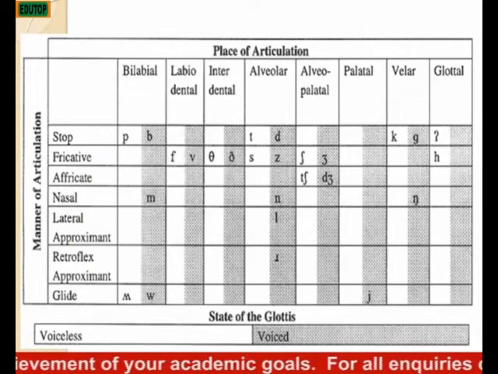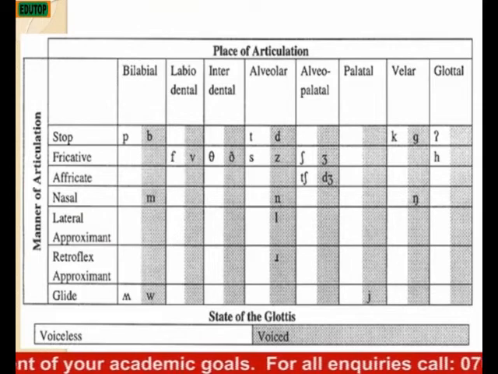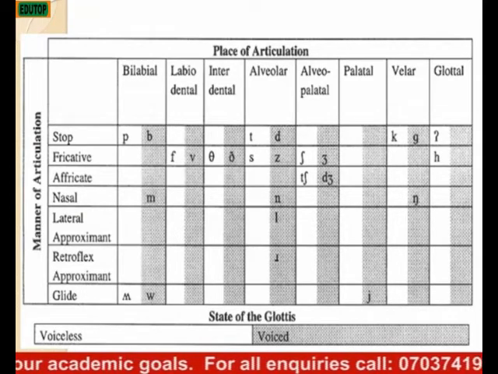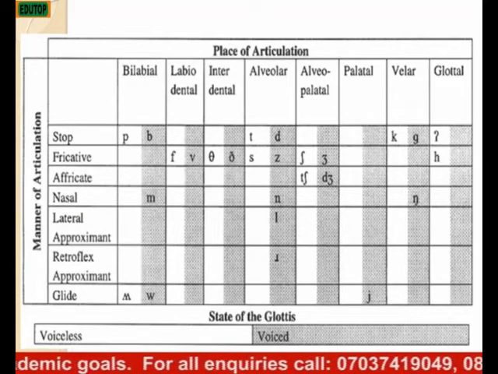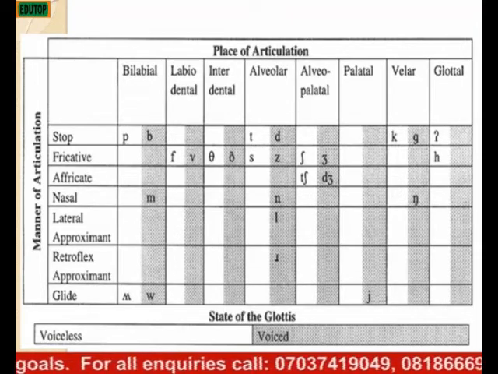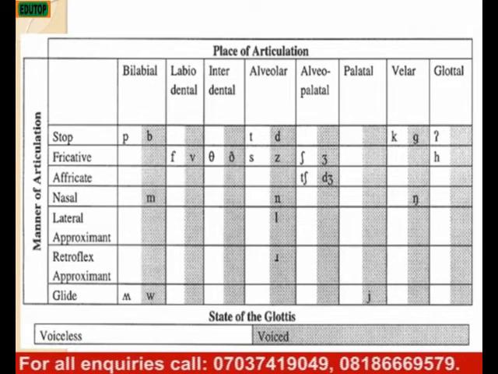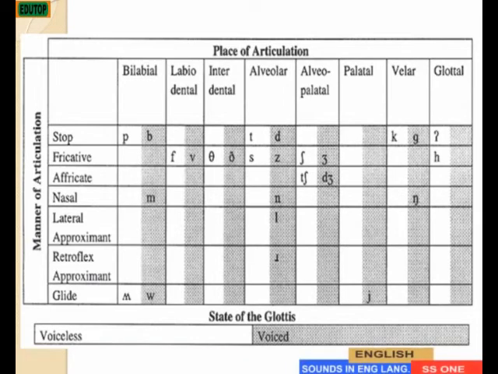In describing consonant sounds, there are three factors that we consider. We consider the place of articulation, that is, those organs of the body that are responsible for production of each of these sounds. And then we have the manner of articulation, that is, the way and manner in which each of these sounds is produced. And then we have the state of the glottis, whether it is voiced or voiceless.